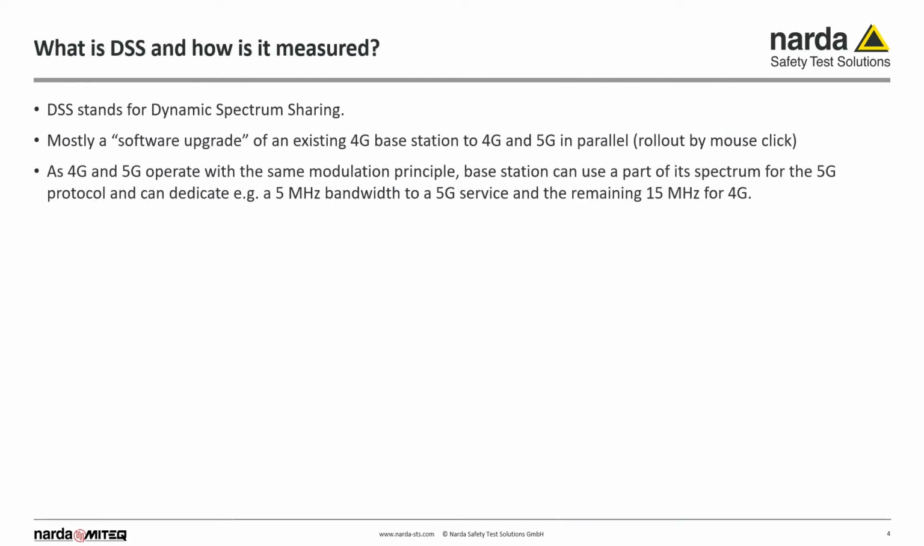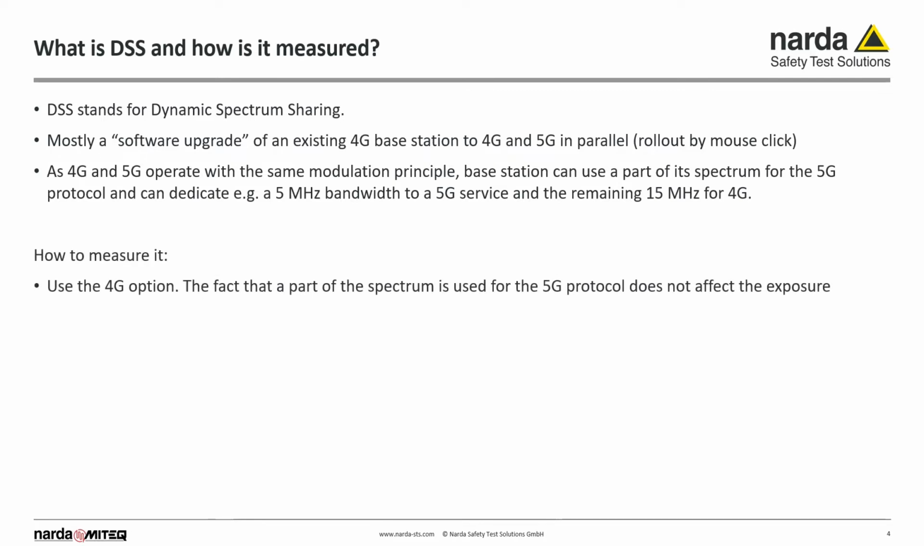What does DSS stand for? DSS stands for Dynamic Spectrum Sharing. This basically means that a part of the spectrum of an existing service, such as a 20 MHz 4G system, can be occupied by a 5G service following a software update. For example, 5 MHz for the 5G service and the remaining 15 MHz for 4G. This division can be adjusted dynamically.